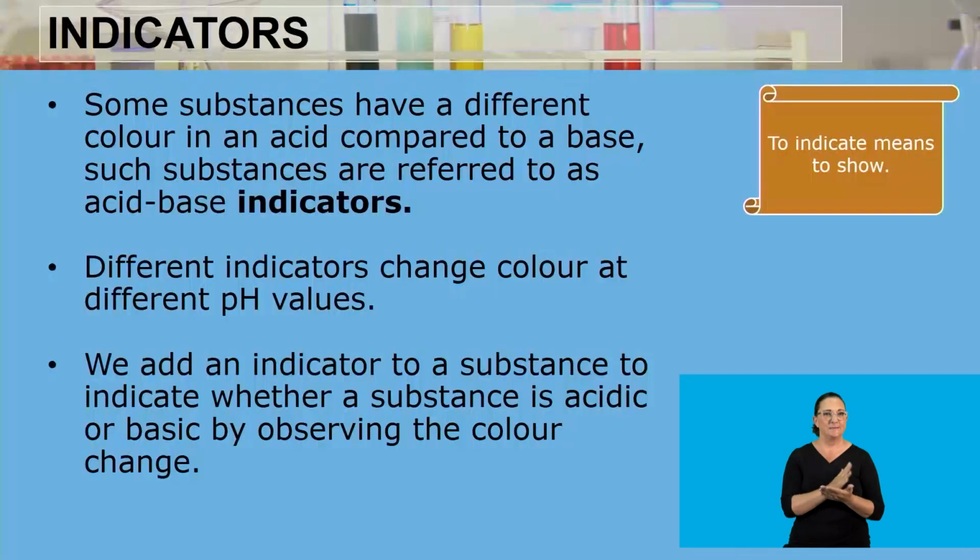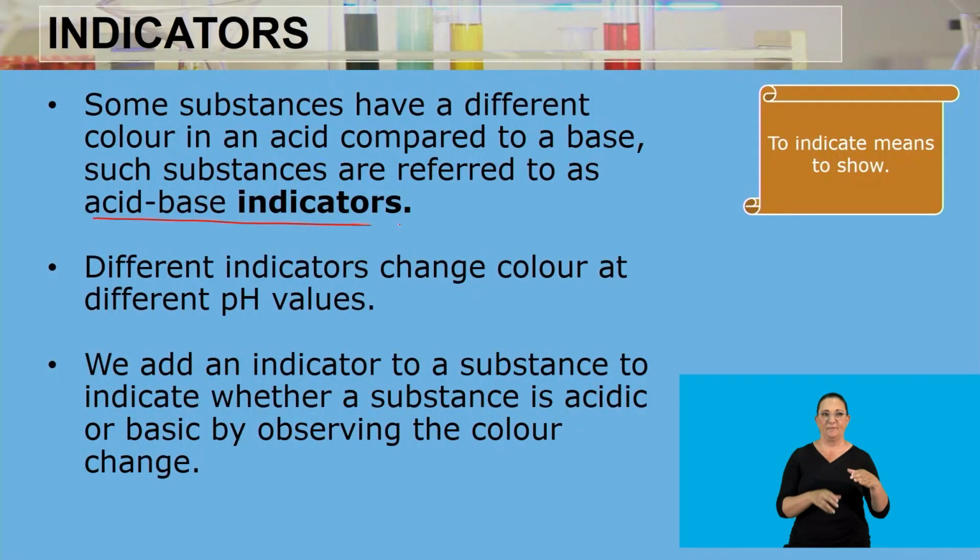So we need to know that some substances have a different color in acid compared to a base. So there's a certain substance that has a different color if it's in an acid and also a different color if it's in a base. Now those substances are referred to as acid-base indicators. An acid-base indicator is a substance that determines whether a substance is acidic or basic by changing its color.